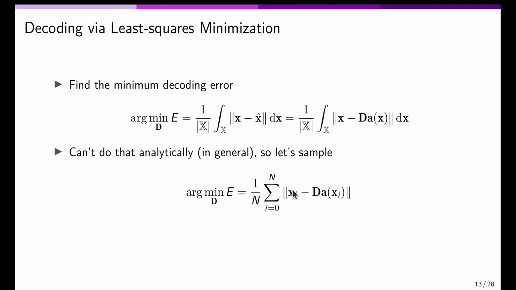And what we really want to do is minimize the difference between the decoded value at each of those points and the actual value. So we're just turning this integral into some sampled thing.